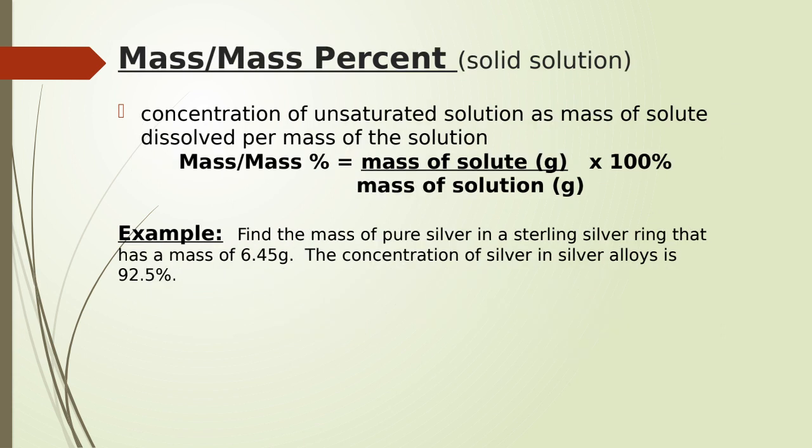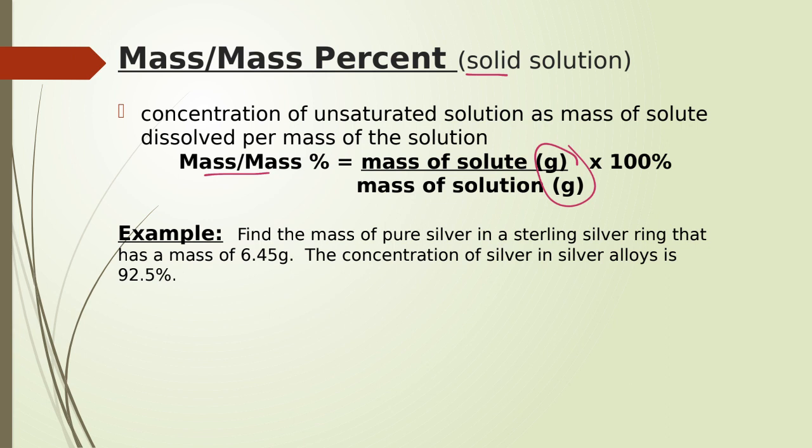Here's another type of solution where we would be calculating the mass percent. So this would be for a solid solution. And we can tell because we're dealing with masses, which implies that you're dealing with solid substances. So a concentration of unsaturated solution as a mass of solute dissolved per mass of the solution. So when everything is in masses, we need units of grams. And again, it's a percentage value, so we're going to multiply by 100%.